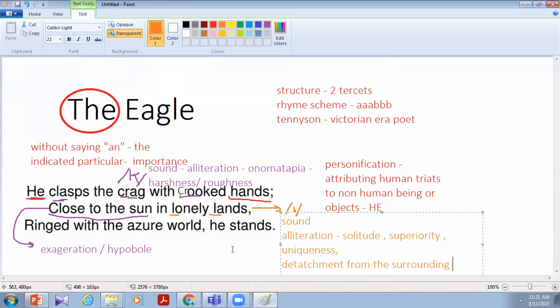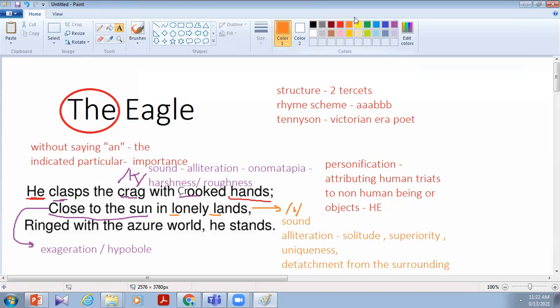Okay, before that, in close to the sun. Again, we have assonance. Close to the sun. O and sun, close, and S, you can say consonants, right? Let me show you consonants. This part, it says close to the sun.